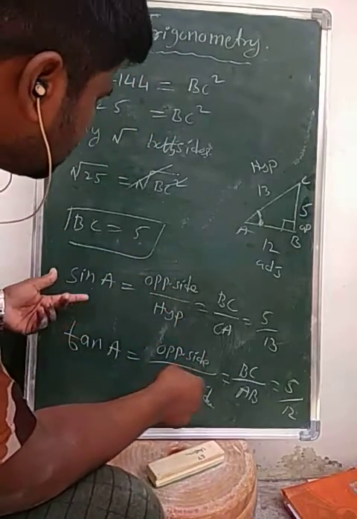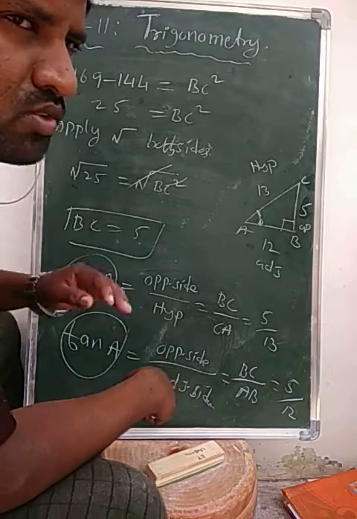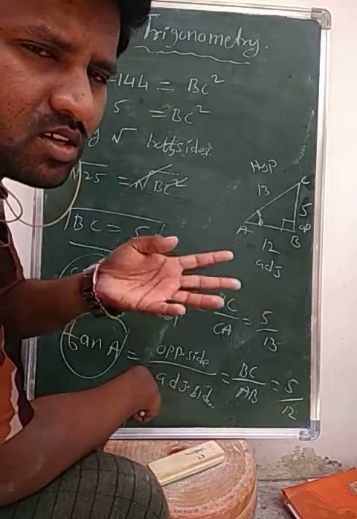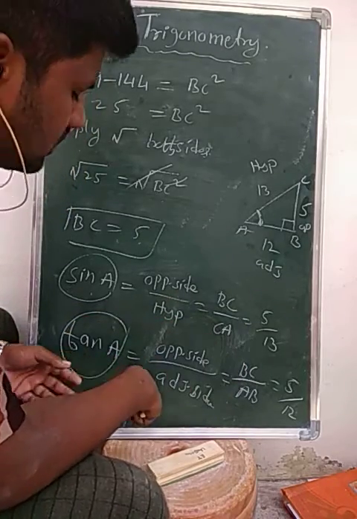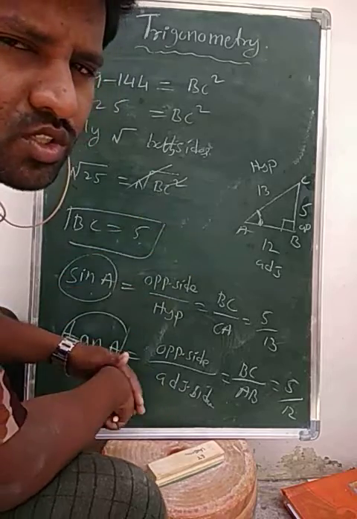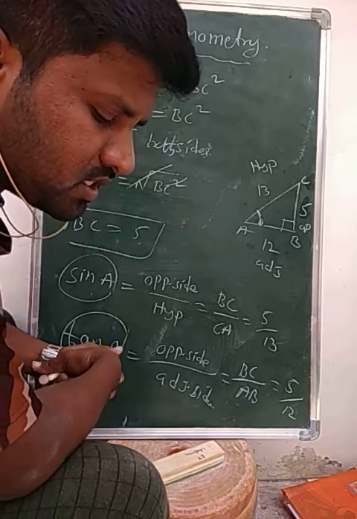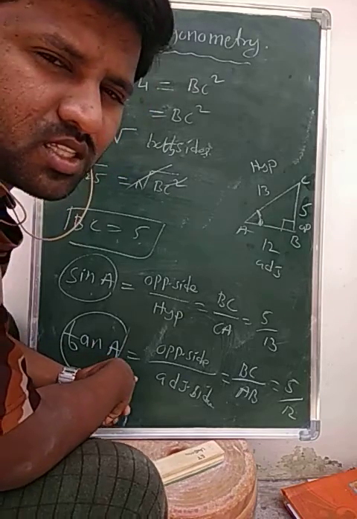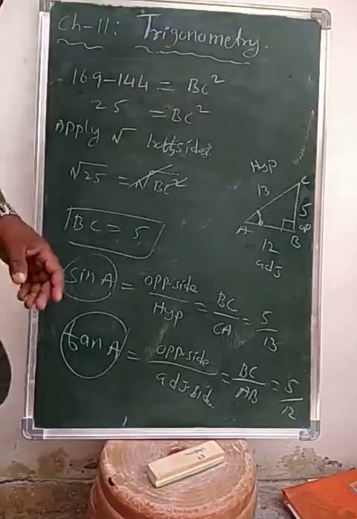Not only these two ratios, sin A and tan A, if you want to find cos A, sec A, cosec A, cot A, you can find all six trigonometric ratios. Okay students, practice the remaining questions in the same manner. Thank you.